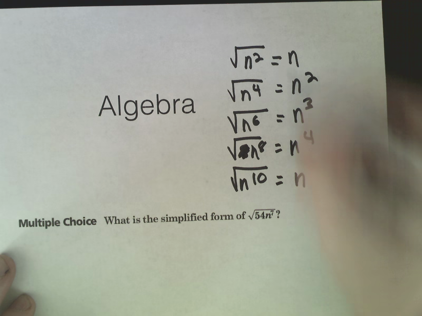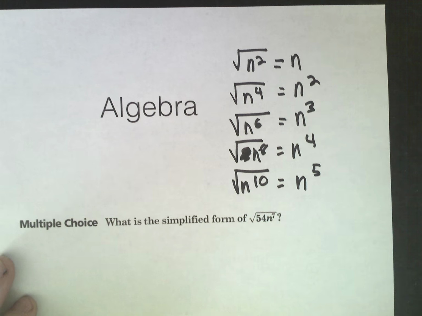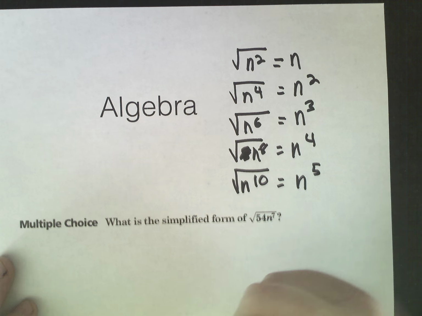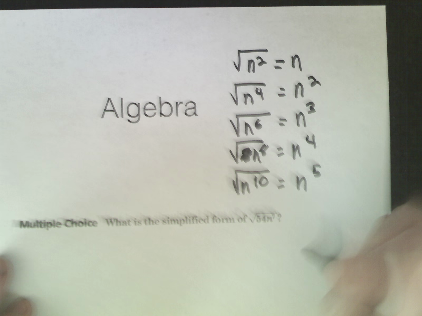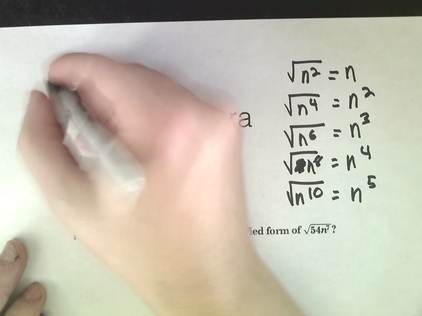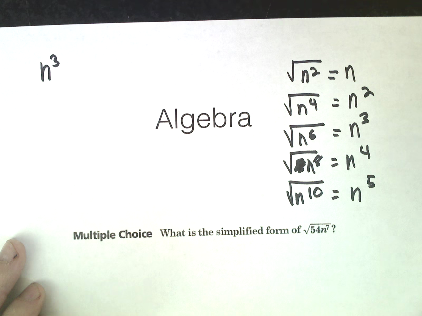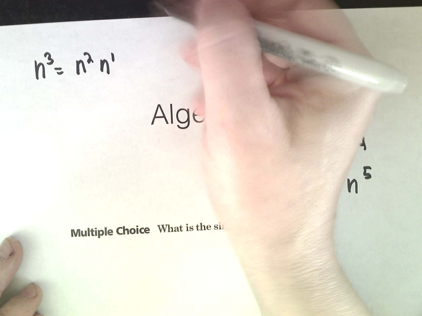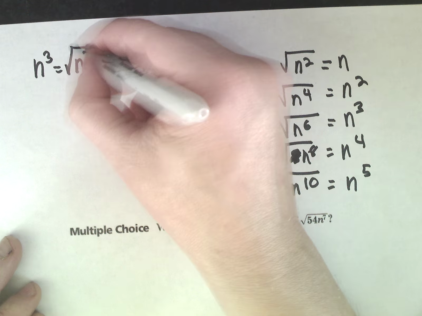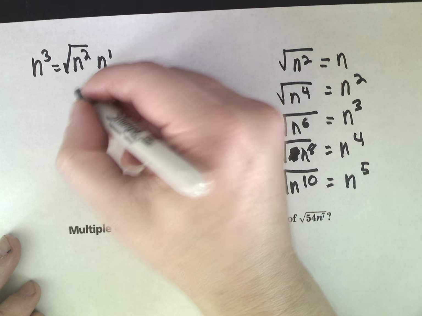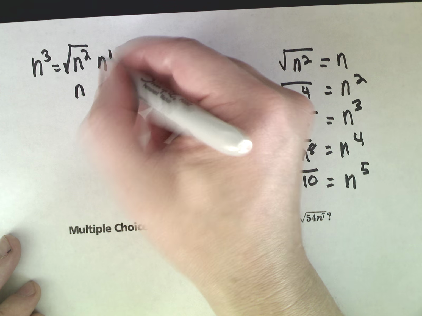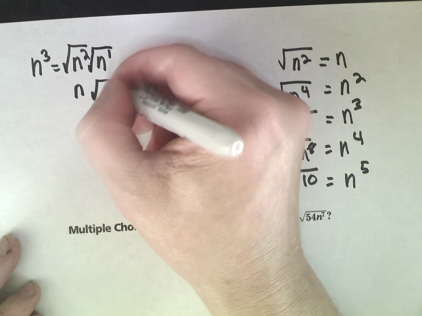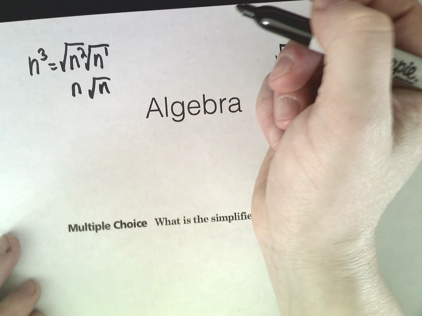Now the problem is 2, 4, 6, 8, 10, those are even numbers. I can only do this with even numbers. But that gives me another option here. So I could say n to the 3rd is really n squared times n to the 1st power. Remember, keep the base, add the exponents. Well, I know how to do this part. Square root of n squared is just n. Square root of n. N square root of n.